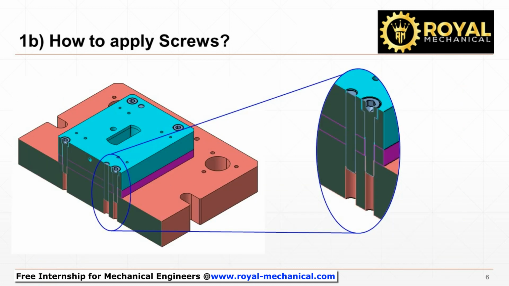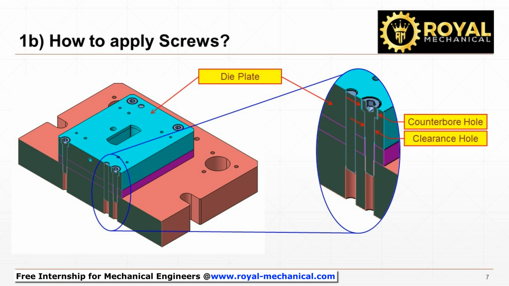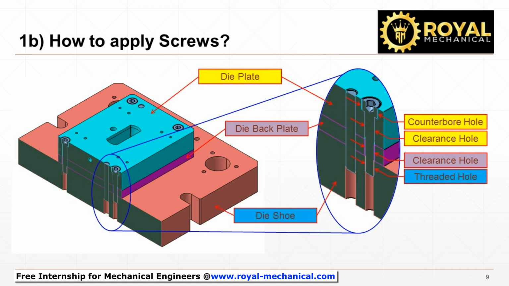Let's take a closer look at the cross-section of the screw. On the die plate, provide a clearance hole for the cap screw's shank and a counterbore hole for the cap screw's head. On the die back plate, provide a clearance hole for the shank of the cap screw. On the die shoe, provide a threaded hole. Now it's evident, to fasten the plates, the screw enters through the clearance holes in the die plate, and then the die back plate, and the screw thread gets engaged with the screw thread on the die shoe.